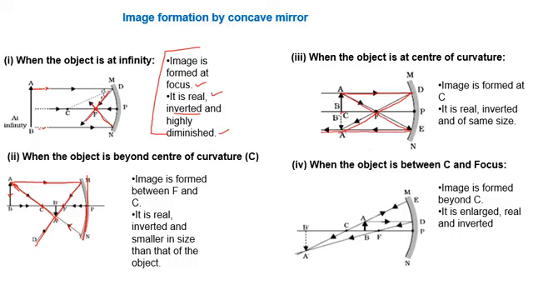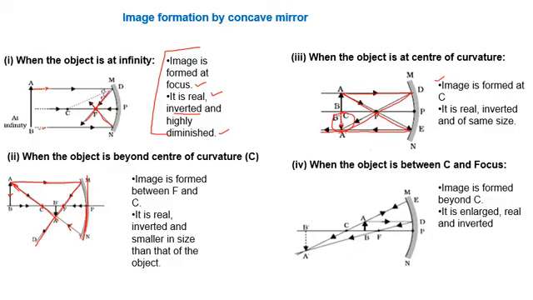Wherever these reflected rays meet, there you draw the image. Because these reflected rays meet in reality, the image is also real. So we get a real, inverted image, and as we can see, the size of the object and the size of the image are the same. The image is formed at the center of curvature.